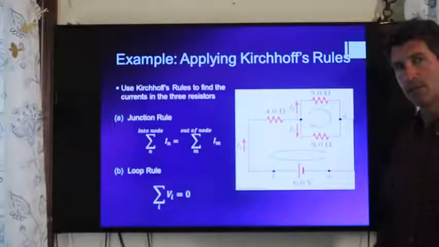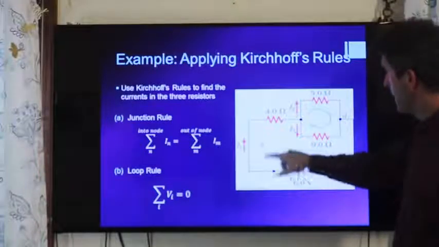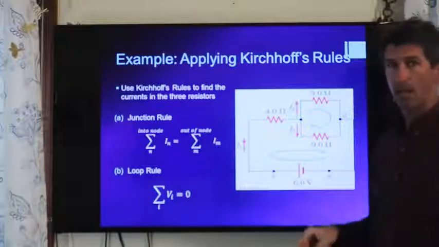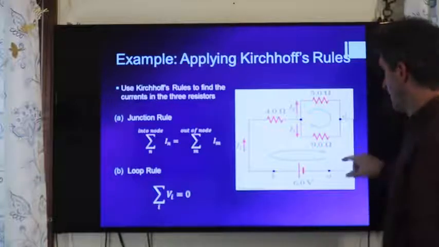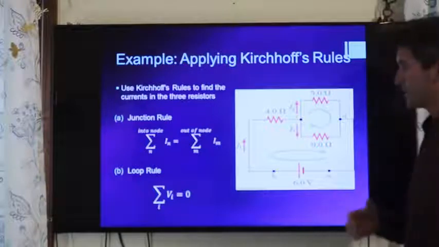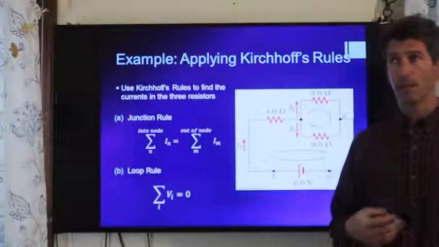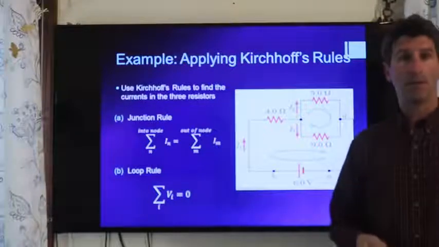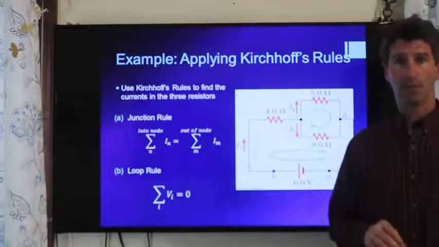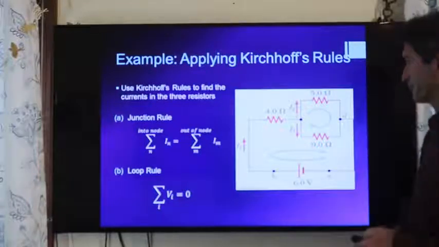We'll then do loop rules. We actually can come up with 3 different loops. We can do a small loop here. We can do a big loop going all the way around the outside. I'm not going to do that one. Or we can do another intermediate loop that goes like this. So in actuality, we have 3 unknown currents. We can come up with 3 loop equations and 1 junction equation. We have more than enough equations to solve for this. Let's see what we get.